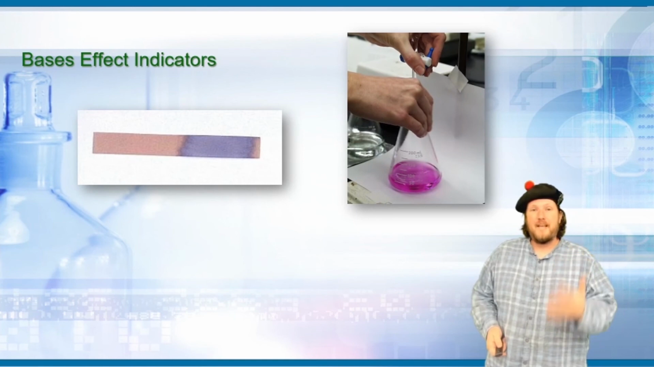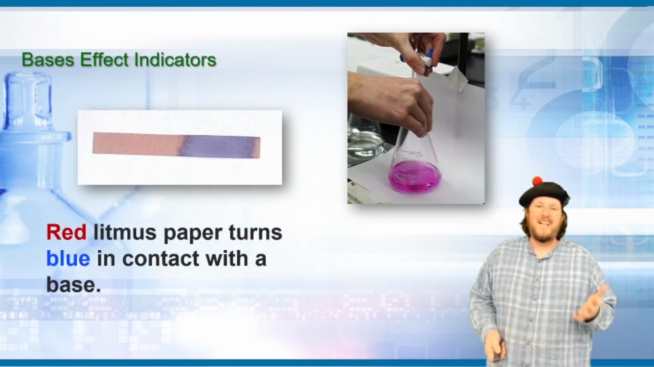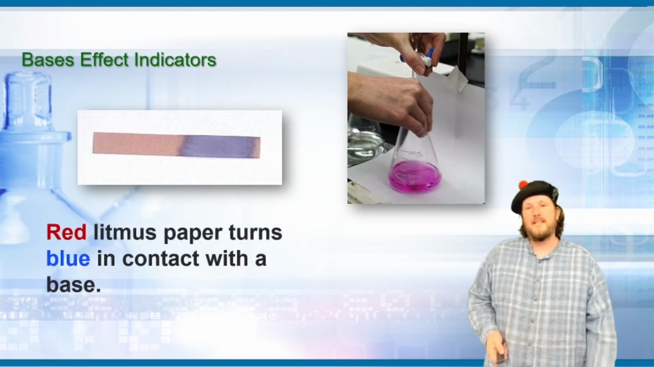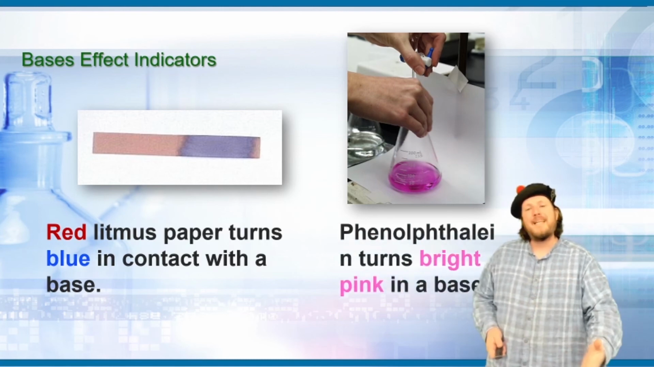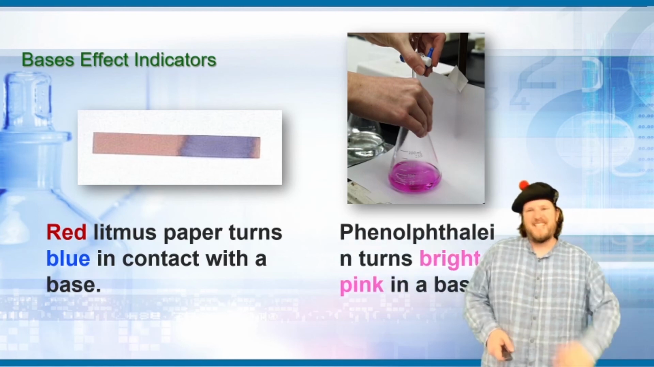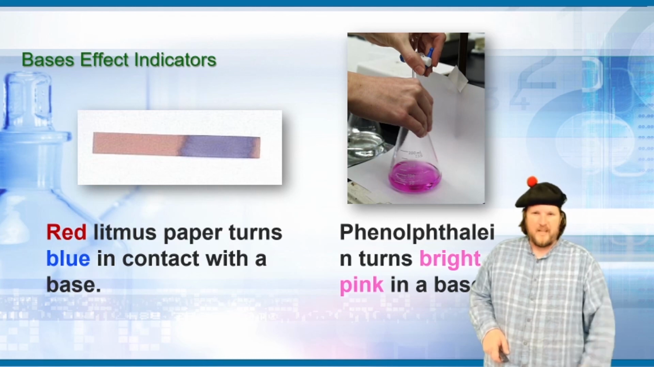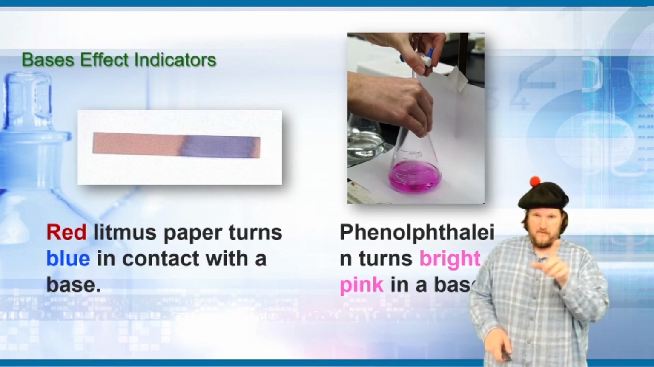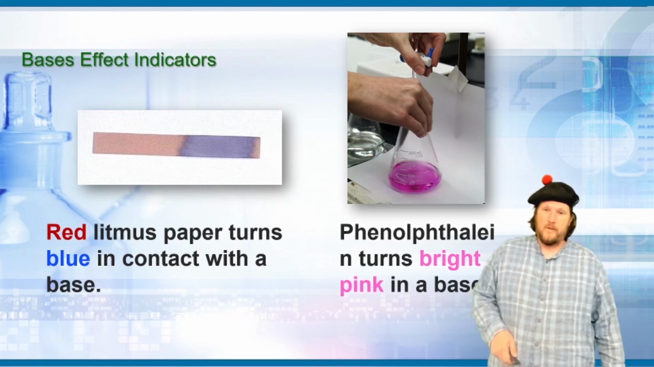Bases affect indicators. Red litmus paper will turn blue in contact with a base. It turns phenolphthalein bright pink in a base. That's that funny word, phenolphthalein. It shouldn't really wrap over, but whatever.